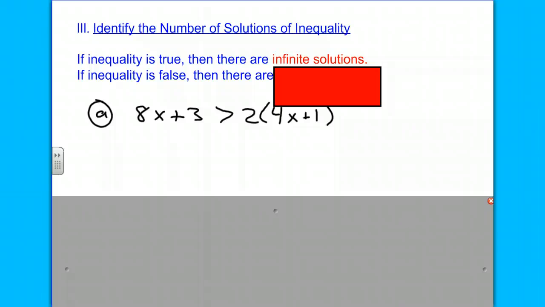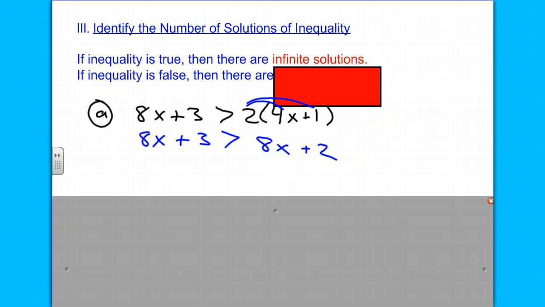So what would you do first in solving for x here? Mary? You would use 2, so she's distributing. She says distribute this. So we end up with 8x plus 2, and over here we have 8x plus 3. And so there we go. So now we need to collect the variables to one side.